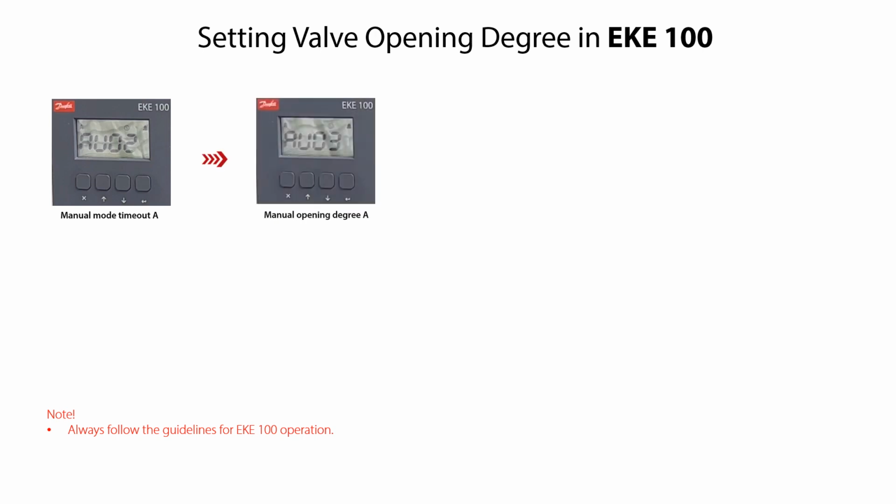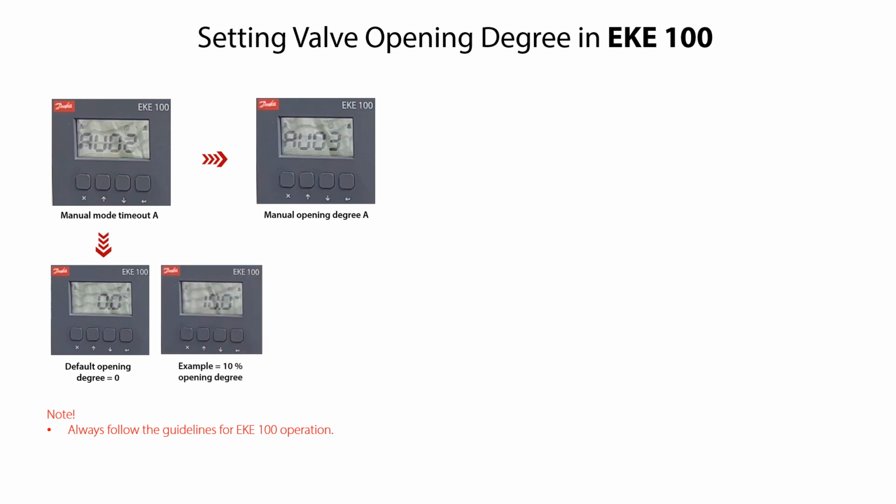We can now manually set the valve A opening degree. In this example, we set the valve A opening degree to 10%, and it is done as follows. From the AU02 mode, press the arrow down key to access the manual opening degree for valve A, specified as AU03. Press the Enter key to access the manual opening degree value. As seen, the default opening degree value is 0%, specified as 0.0. Press the arrow up key to set the opening degree to 10.0, corresponding to 10% open. Press the Enter key to confirm the value and return to the AU03 mode.